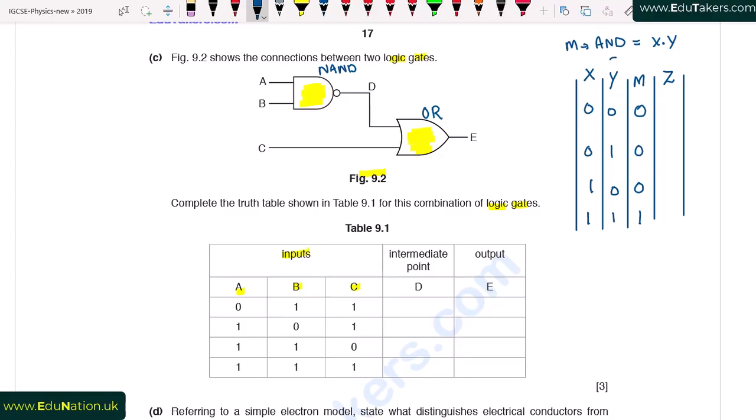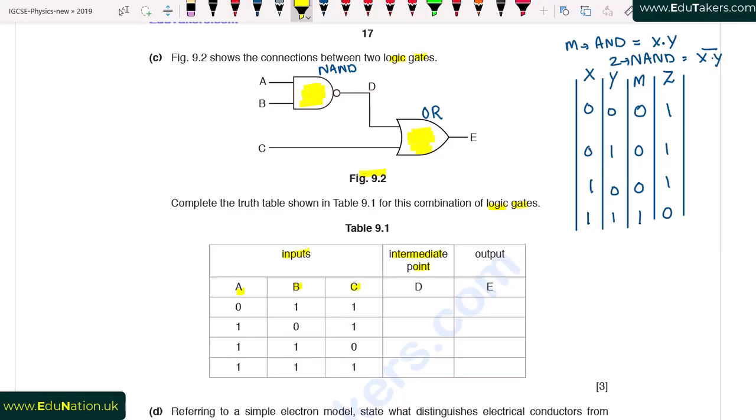And here Z is the NAND gate when we apply NOT over AND. So it will change 0 into 1 and 1 into 0. So I write here 1, 1, 1 and 0. So now going back to this table 9.1, we have to write the column for D.